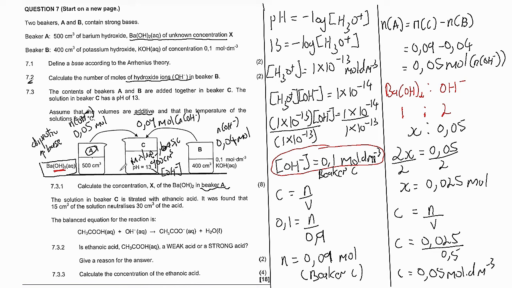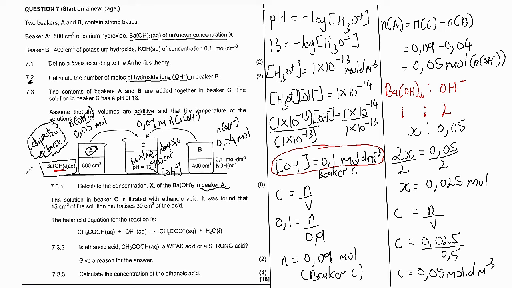But the most important thing that you needed to discover is the fact that barium hydroxide here is what we refer to as a diprotic base. So this led you to these ratios here, right? So very, very important to note such things.